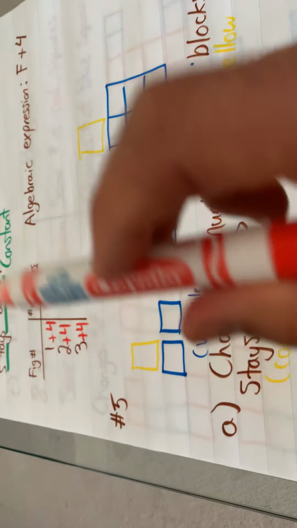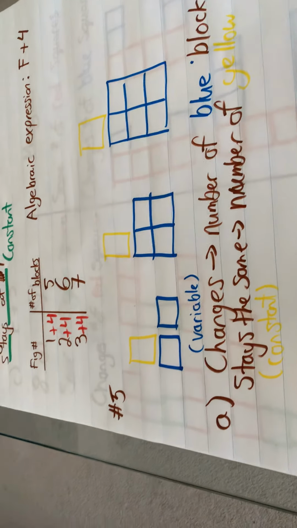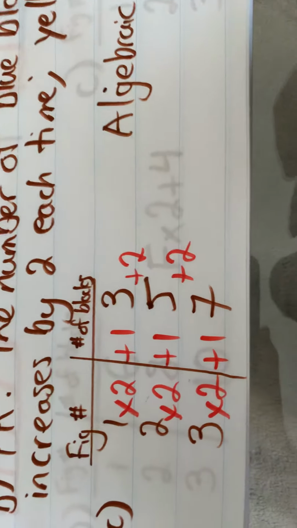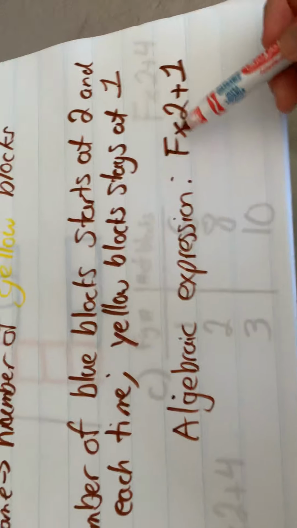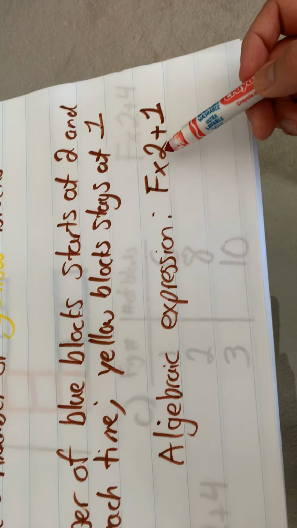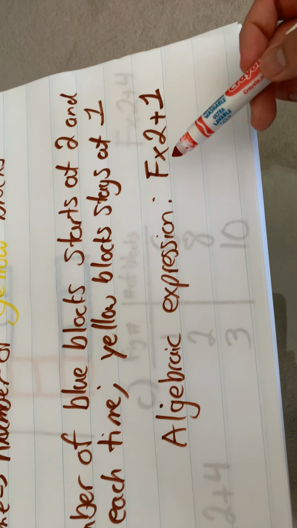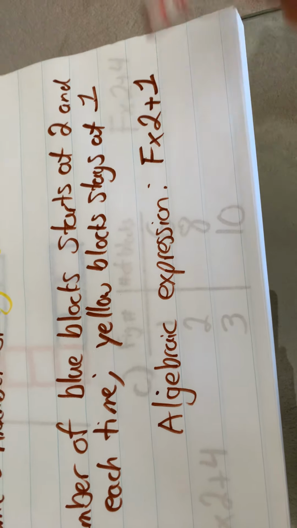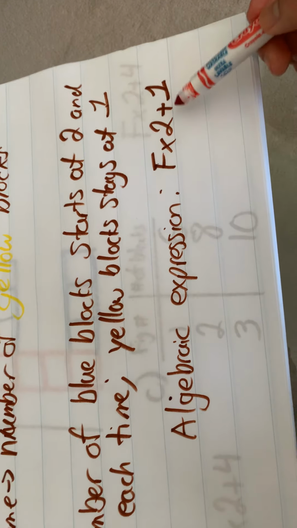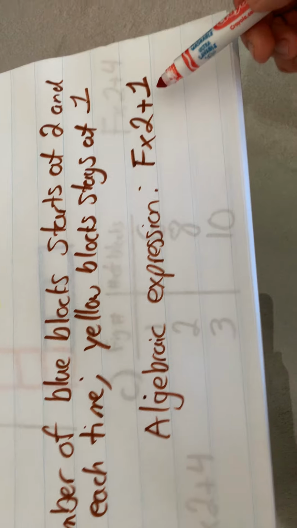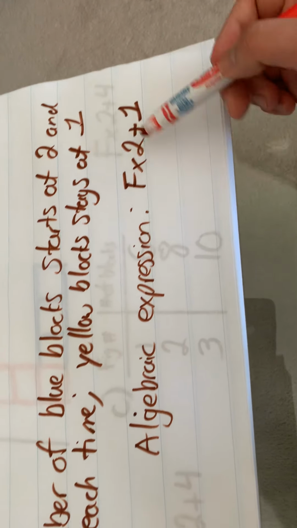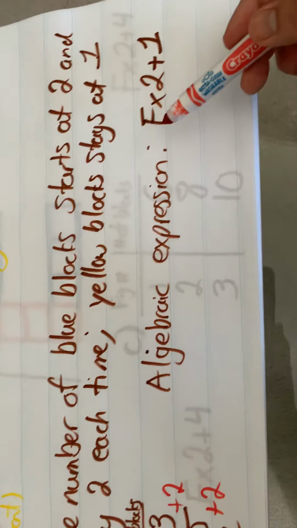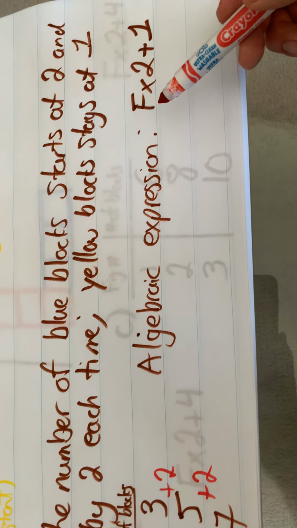Because each time there's still that one yellow block, which makes our algebraic expression f, for the figure number, times 2 plus 1. F for the figure number times 2 more blocks each time, plus that 1 yellow block. So f times 2 plus 1. Again, I chose f because we're looking at the figure number. You can choose whatever letter you want.